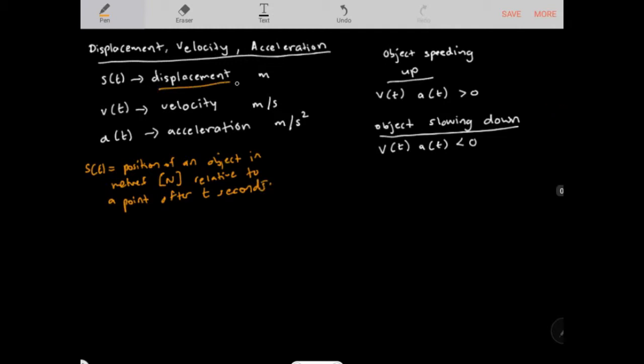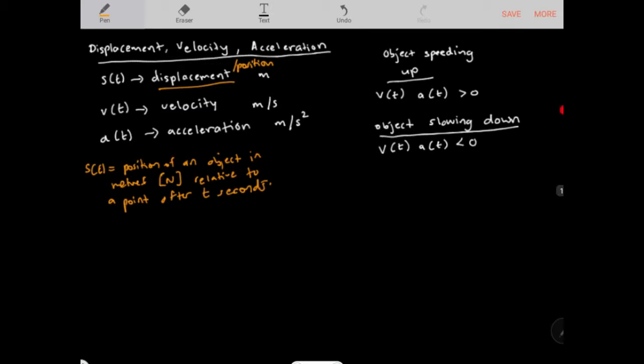Notice how we talked about displacement. Displacement is the change in position, so you can use this analogously. Displacement is basically final position minus initial position. So we'll use this analogously in our description here.